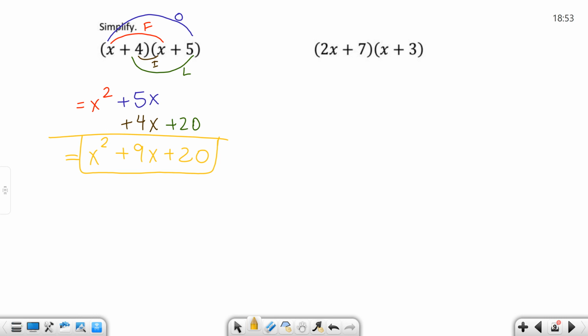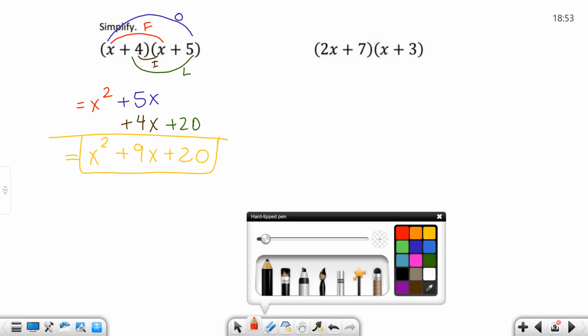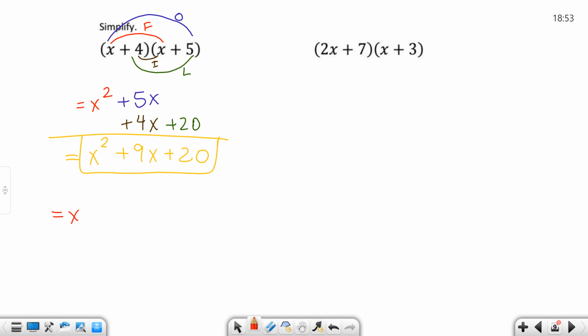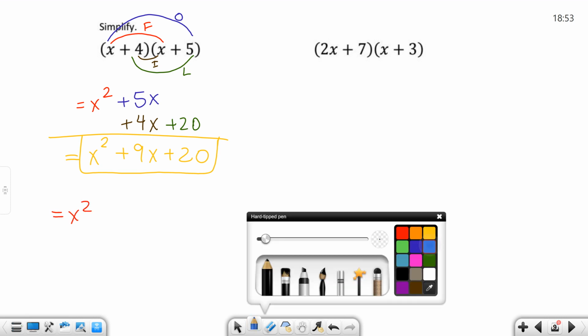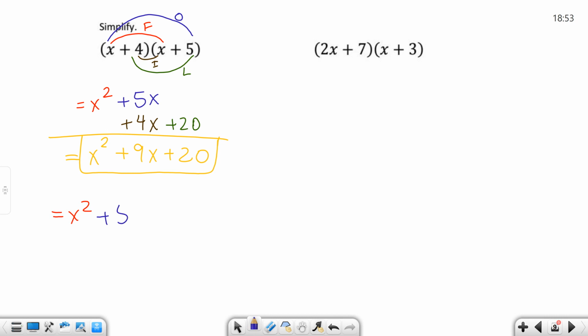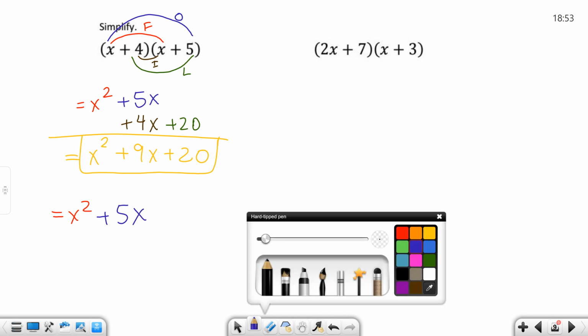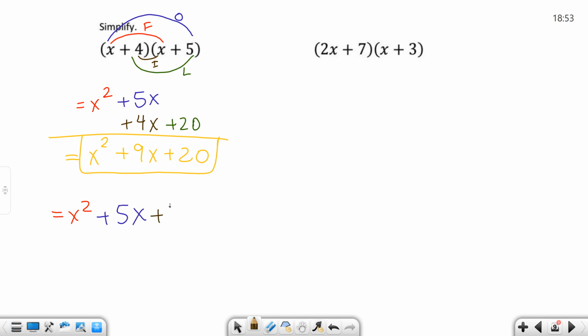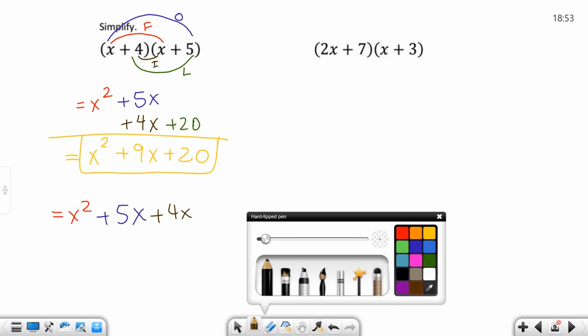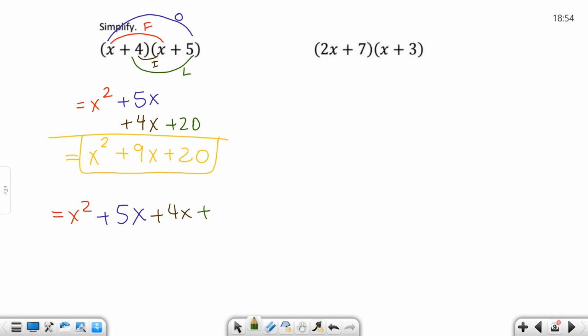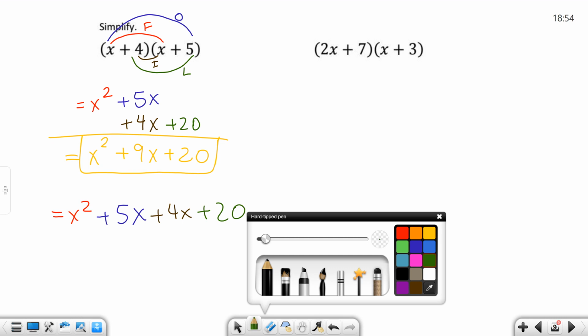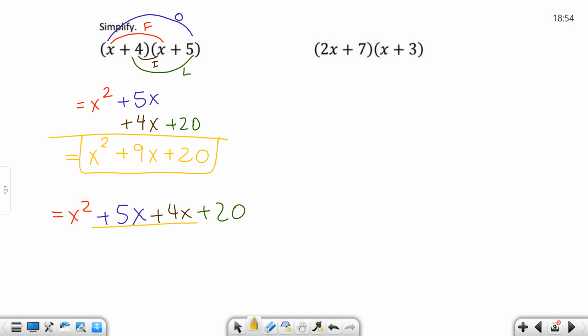All right. The other way this could have been written, this is the way I used to write it all the time, and if you like this better, then do this. X squared plus 5X for the outer. You know, we've already done these. I'm just writing them down. Plus 4X. And then plus 20. And then when you went to combine them, you could have said, okay, these two things go together, and I get X squared plus 9X plus 20.